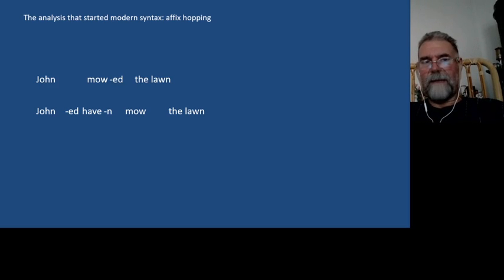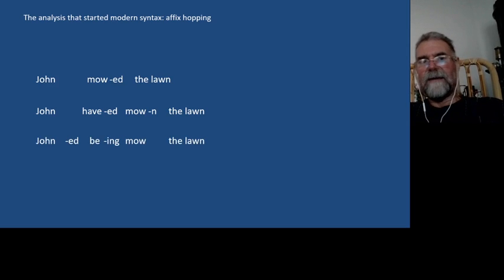Now this new affix, just like the tense morpheme, is a bound morpheme, and therefore it will undergo affix hopping. So what's going to happen here is that the tense is going to hop backwards and stick itself onto the auxiliary verb, and the perfect morpheme is going to hop backwards and stick itself onto the main verb. So what we're going to end up with is John had mown the lawn. Exactly the same can happen with the progressive, where we insert be and ing after the tense as one element, and then by affix hopping, the tense moves back onto the be and the ing moves back onto the main verb, and we get John was mowing the lawn.